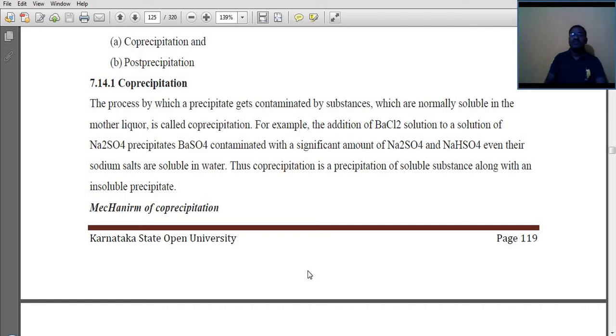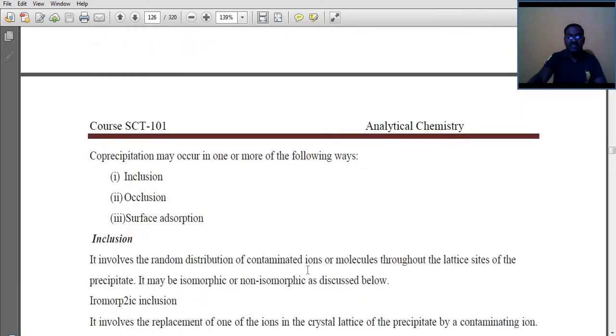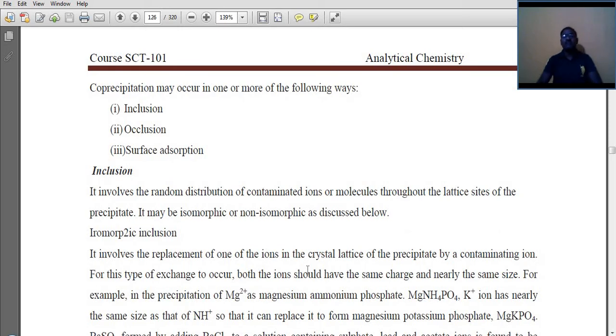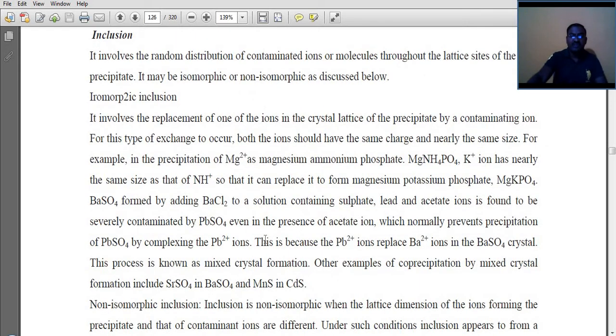Co-precipitation means the process by which a precipitate gets contaminated by substances which are normally soluble in the mother liquor. The mechanism of co-precipitation may occur in one or more of the following ways: inclusion, occlusion, and surface adsorption.